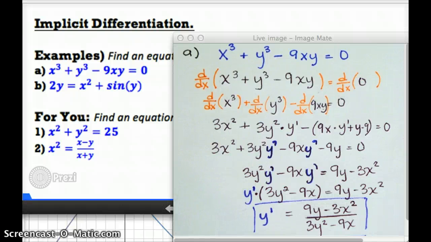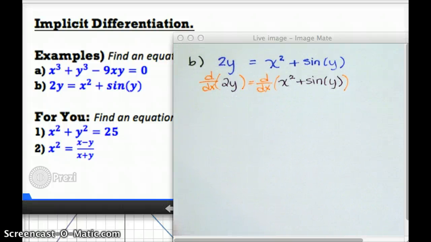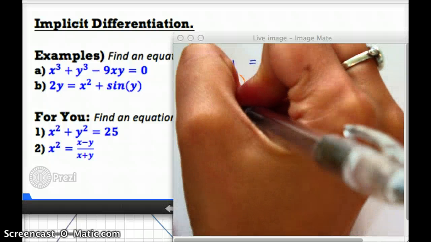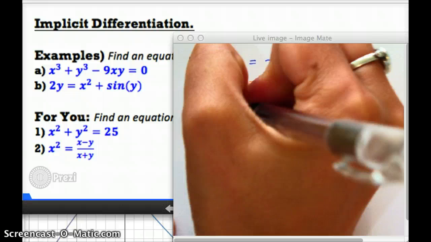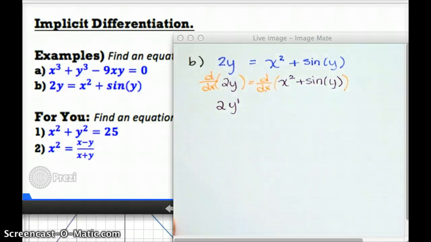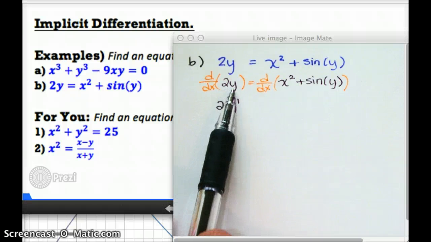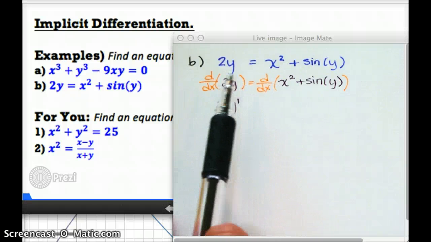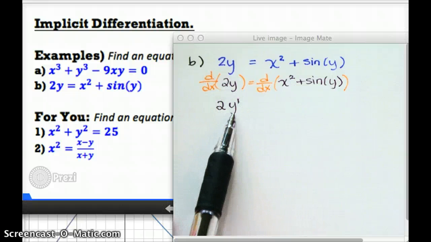Let's look at B. Just like before, my first step is to take the derivative of both sides. The derivative of 2y is 2 times the derivative of y. And it would be tempting probably to just say that it's 2, but that would be to forget that y is a function. Anytime you have a y, you're going to need a y prime tacked on to the end of the derivative because we're treating y as a function of x.